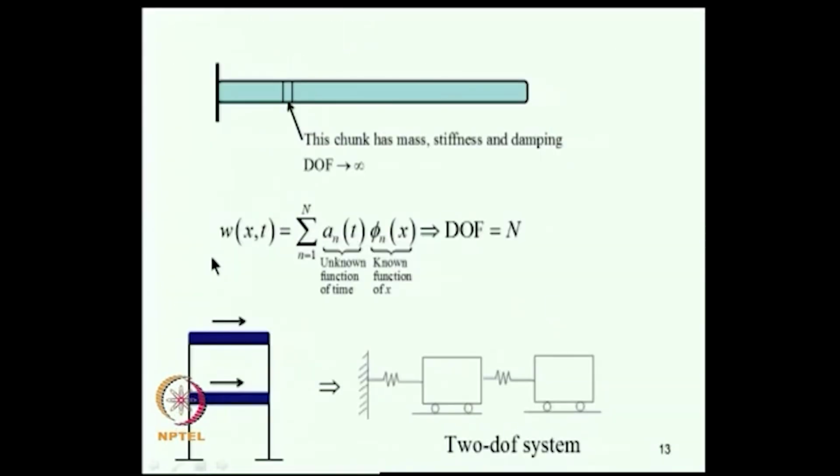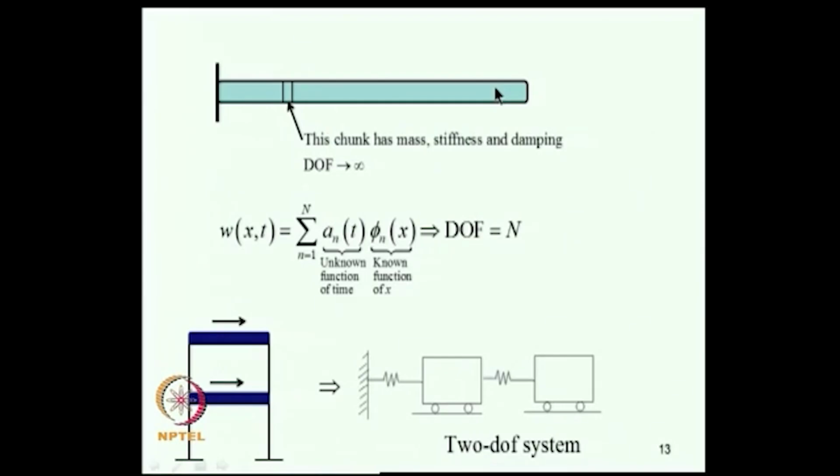But on the other hand, if you consider, say, a beam like this, and you take a chunk of this beam, this chunk has mass, stiffness as well as damping. That means it stores kinetic energy, it stores potential energy, it also dissipates mechanical energy. So, if you want to know the configuration of the beam, you need to tell where different points on the beam are at any given time t, and consequently this is an infinite degrees of freedom system. Such systems are called continuous systems.